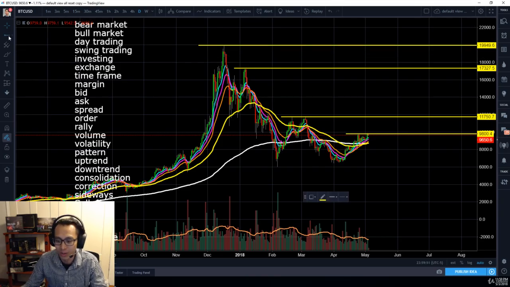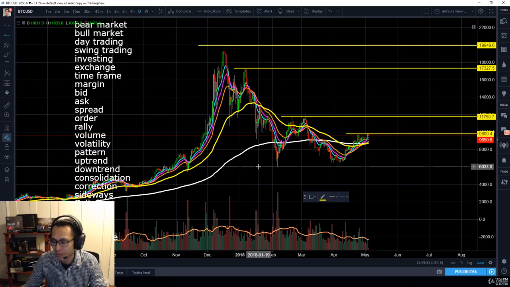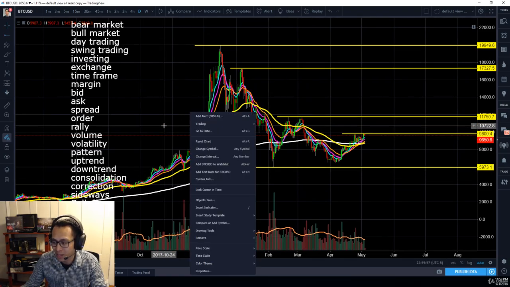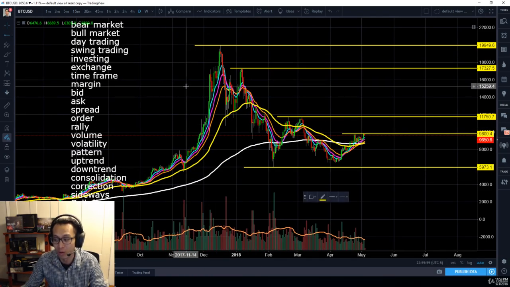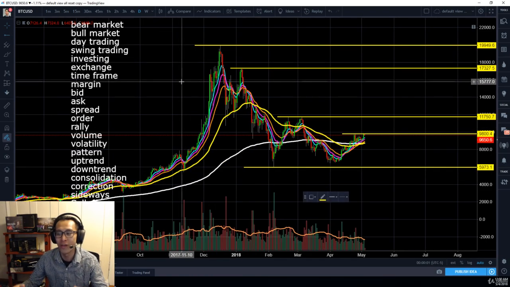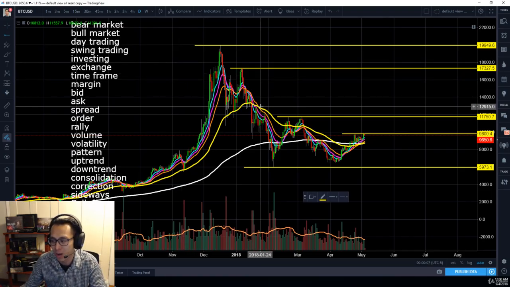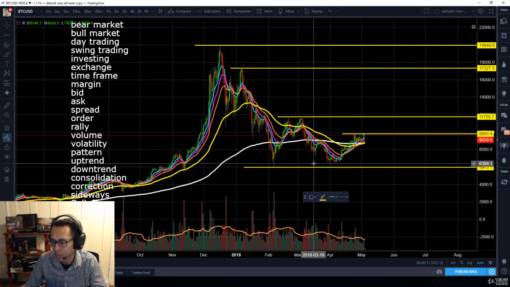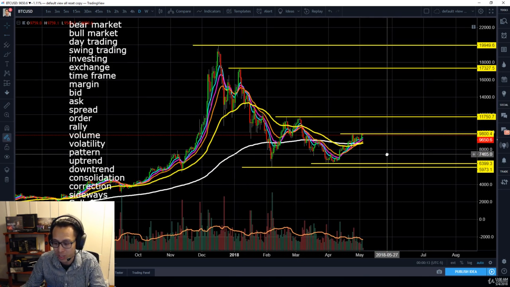So if we look at support, what does that refer to? Well, that refers to a particular price where it has a lot of trouble breaking lower, where we're finding that the price action tends to steady out right there, okay? It tends to steady out right there, and the general market doesn't really want the price to get lower than that particular support.